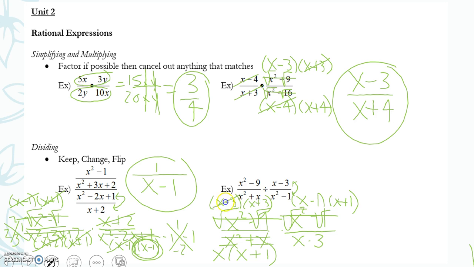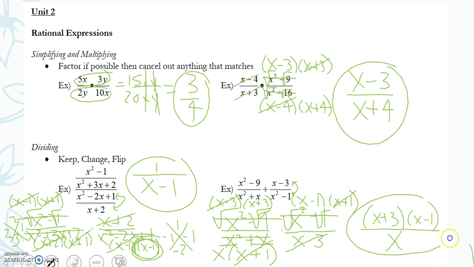Now I cancel things out. I can cancel out this x minus 3. I can cancel out this x plus 1. So up top, I'm left with x plus 3, x minus 1. On bottom, I'm just left with that GCF. Don't forget that.